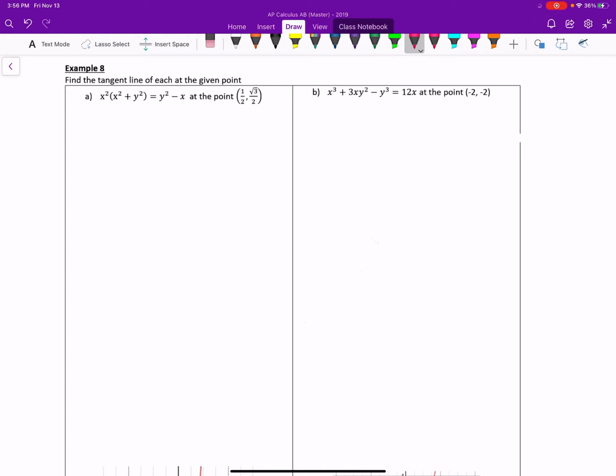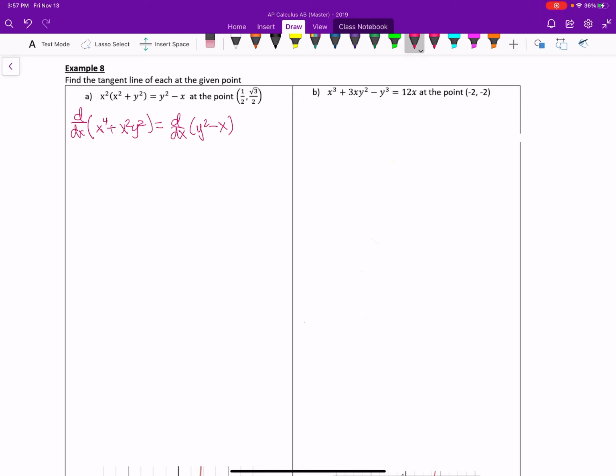So example 8, we have to take the derivative with respect to x on both sides again. You could do just the product rule as it stands, or I think I'm just going to distribute first and then go from there on the left-hand side. And then it's going to give me d/dx of y squared minus x.